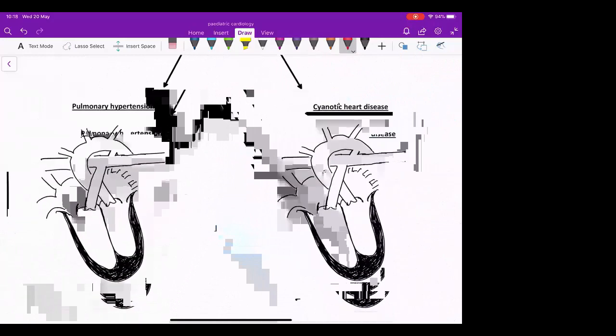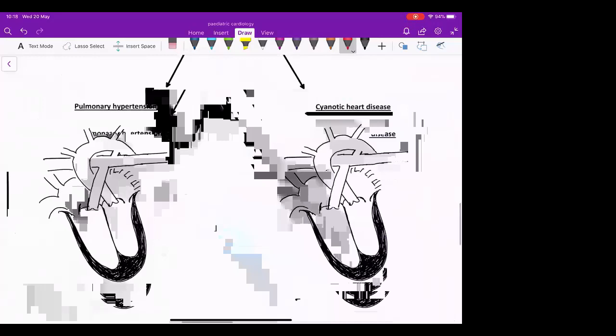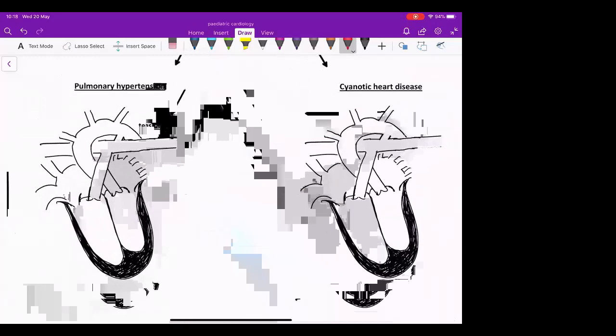So it's not always straightforward, black and white, you've got a duct, let's close it, or you've got a duct on a ventilator, let's close it. There's two very clear reasons why you might not want to close it, and why it's not an easy decision to close it. One is pulmonary hypertension.